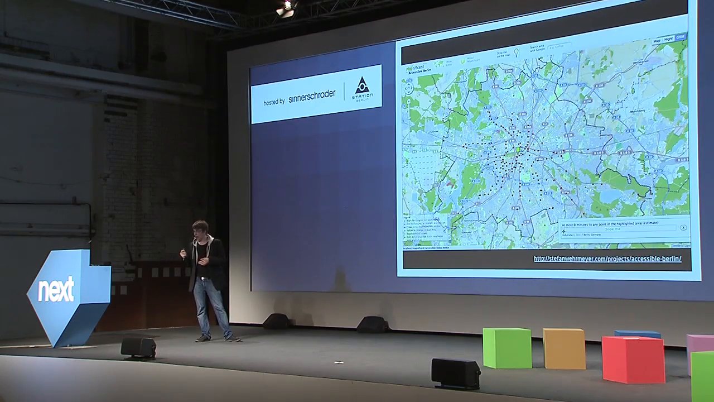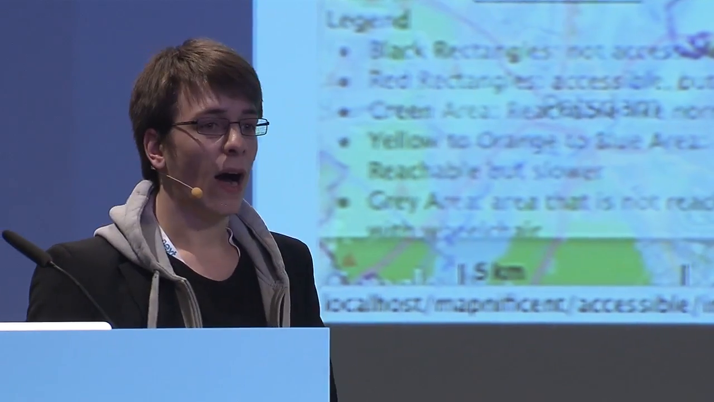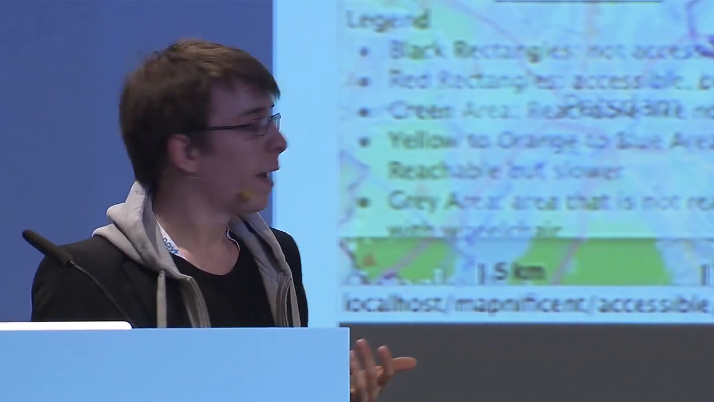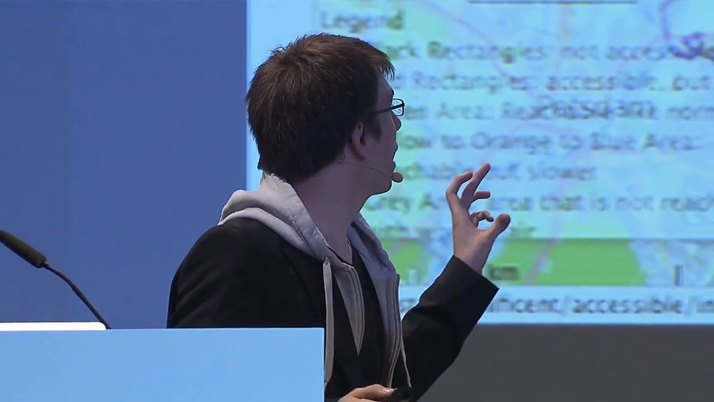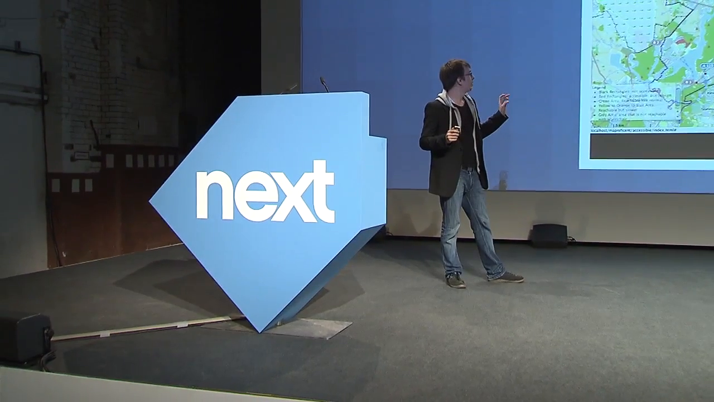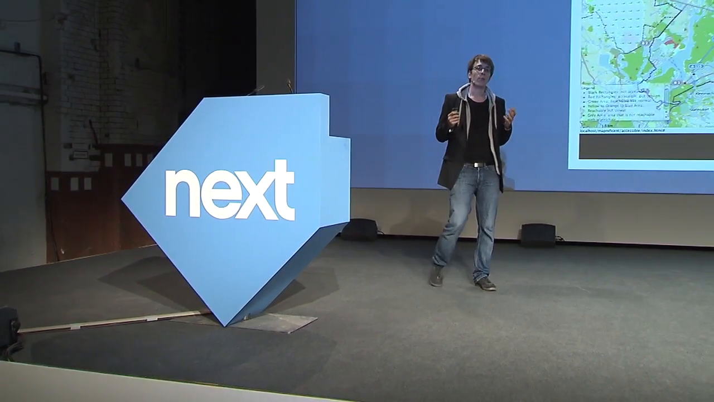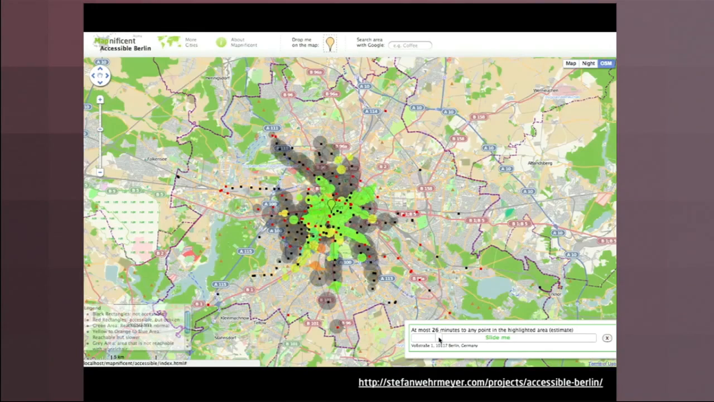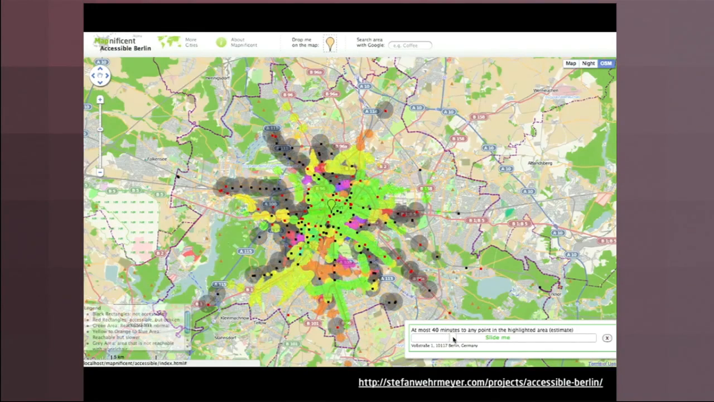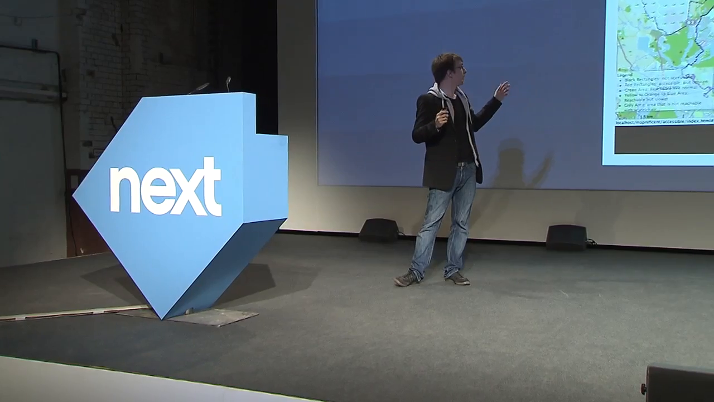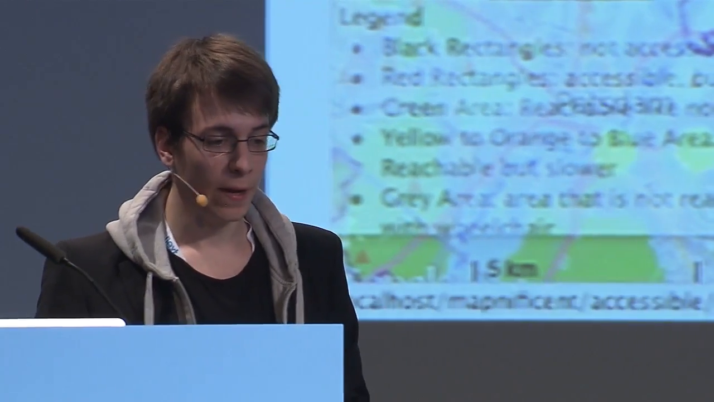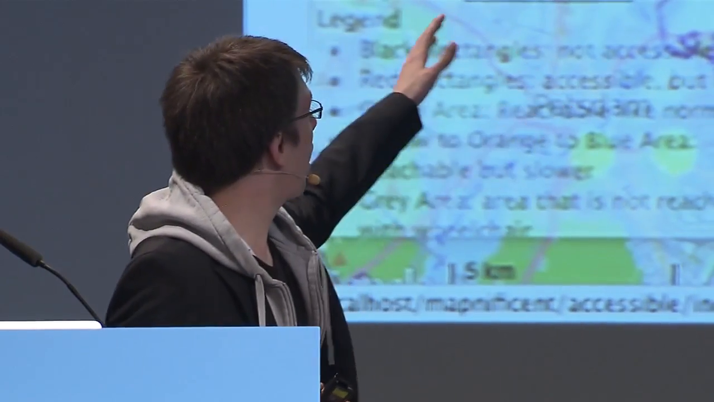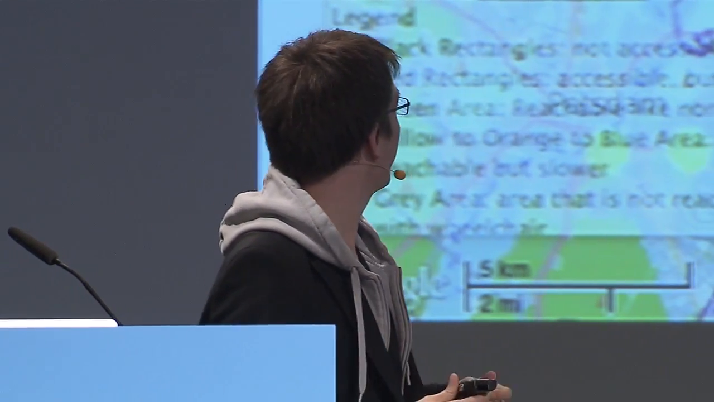Now let's see, from the point in the middle, how long does it take for a person that doesn't have a disability and for a person in a wheelchair to go through Berlin. The green area is the area that both people reach in the same time. The gray area is the area that the person in the wheelchair can't reach in that time. And, it's a prototype, the more colors it gets, the slower the person in the wheelchair arrives at his or her destination.